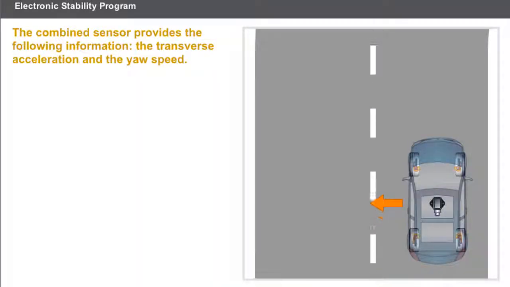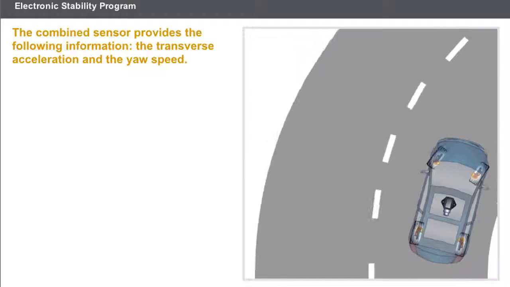The combined sensor provides the following information: the transverse acceleration and the yaw speed. This information allows the computer to determine the vehicle's true direction of travel. The sensor is located near the vehicle's center of gravity, usually underneath the center console.